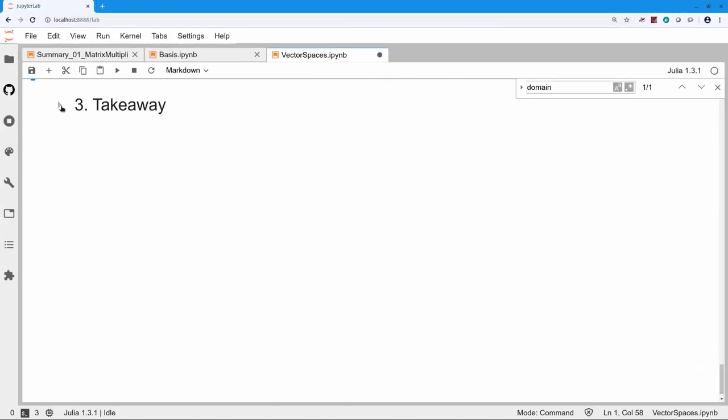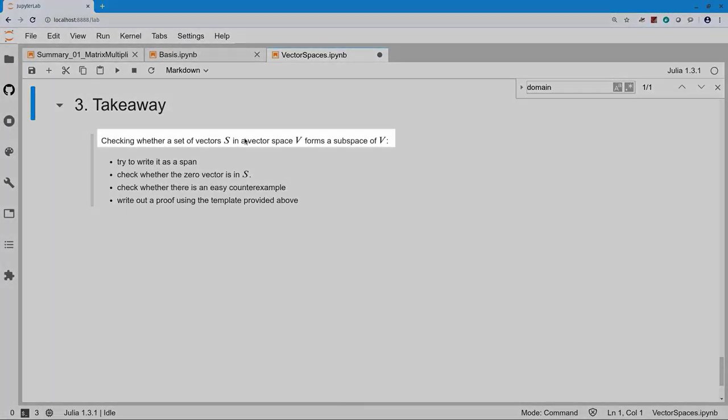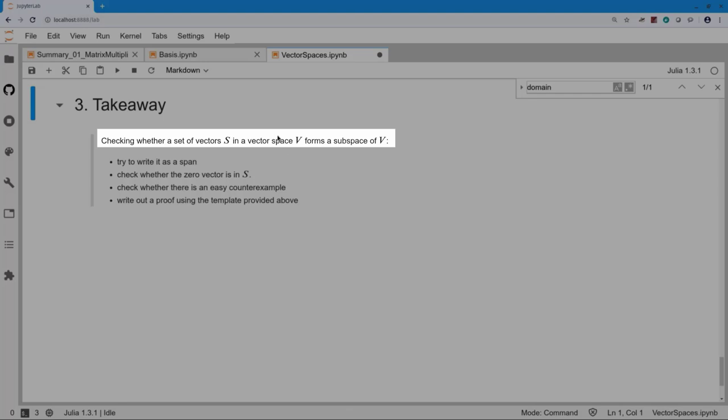The takeaway is I'm given a set of vectors inside of a vector space, and I'm asked whether or not it is a subspace. Here's what I'll do in order. The very first thing I'll try is, can I write it as a span? Because if I can write it as a span, I'm done. If I can't write it as a span, if I don't see it, well, next thing I'll do is check whether or not the zero vector is inside of that set, because that excludes a lot of cases right there.